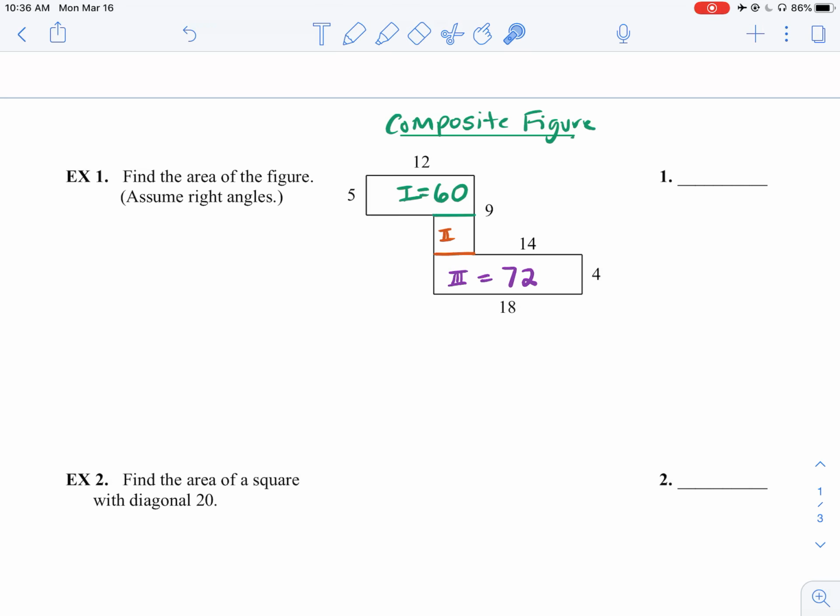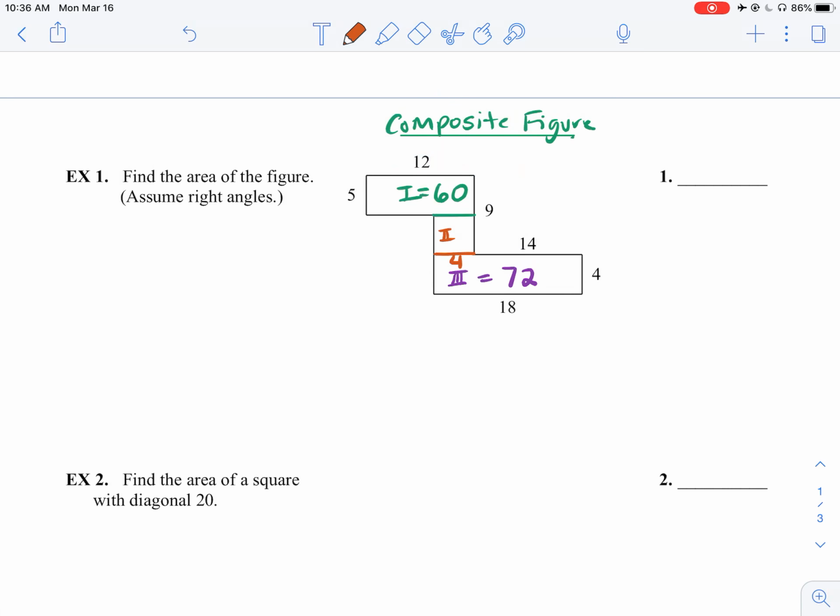Now here's the challenge. When I get to the middle, I am missing measurements. I need to know what its width is. I need to know what its length is. If I look at the top, I know that this section is 12, but the problem didn't tell me how long this piece was, so I can't use that to find the green segment. So let's go to the bottom. They told me that the whole long bottom section was 18, and then I know the portion is 14. So subtracting, we can figure out that this piece here has to be 4 units long.